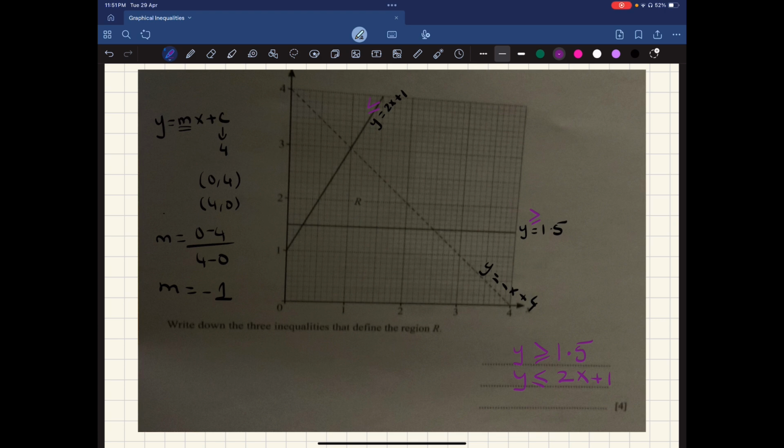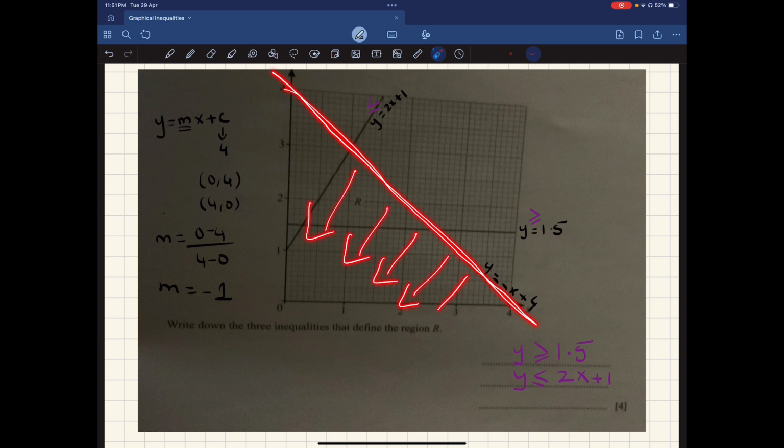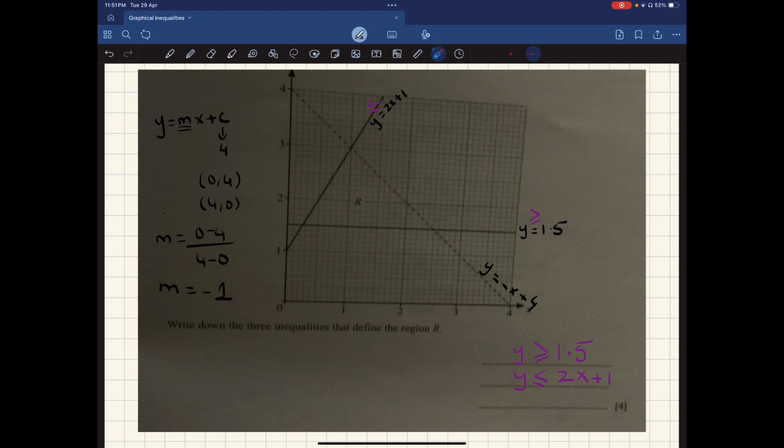Okay, now on to the final broken line. This is the broken line and the required region is below the line. So it is going to be less than. Strictly less than because the line is broken. Okay, so y is less than minus x plus 4.